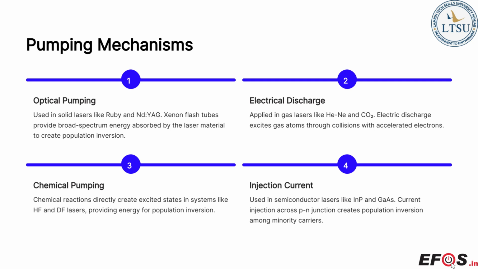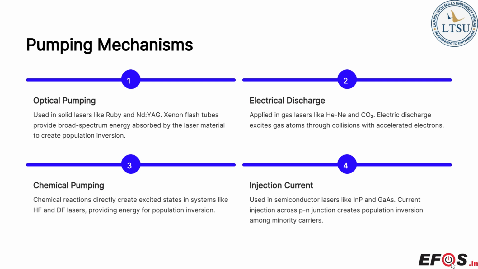1. Optical pumping. This is common in solid-state lasers like the ruby and Nd:YAG lasers. A xenon flash tube provides broad spectrum energy that the laser material absorbs to excite the atoms. 2. Electrical discharge, used for gas lasers like He-Ne and CO2. A high voltage electric discharge excites the gas atoms through collisions with accelerated electrons. 3. Chemical pumping. In lasers such as the HF and DF lasers, a chemical reaction directly generates the excited states, providing the necessary energy for inversion.